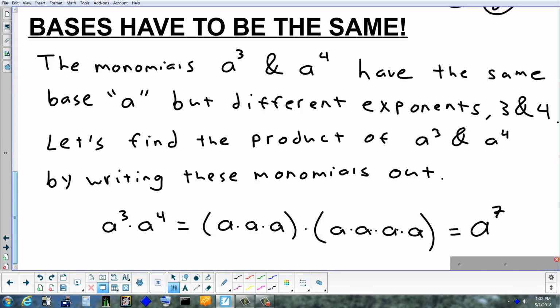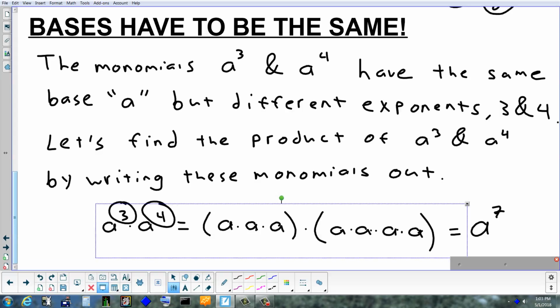Now, rather than doing it out the long way, does anybody see the arithmetic you could do with a 3 and a 4 to get a 7? And this is the shortcut. Add. Not multiply. We're going to get to multiply. You add. Okay, so we're going to write this rule down. When you want to multiply and they have the same base, all you have to do is add the 2 exponents together.